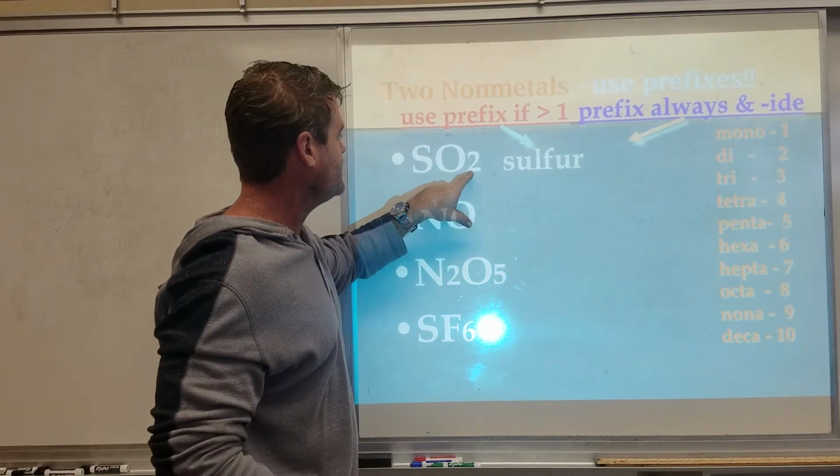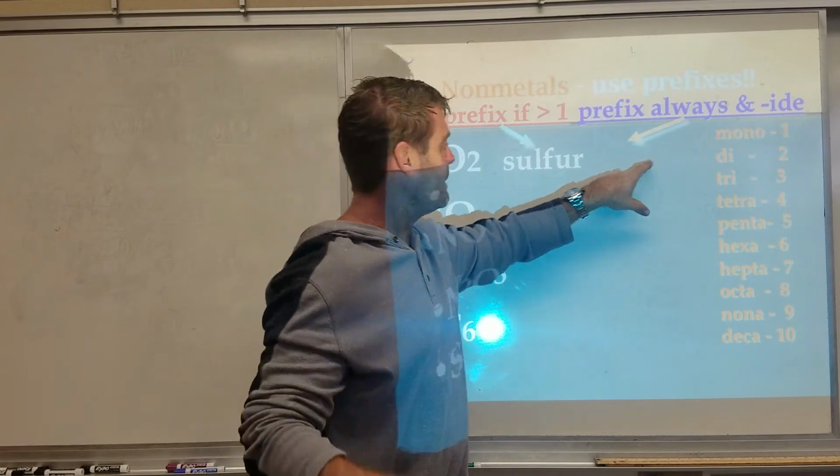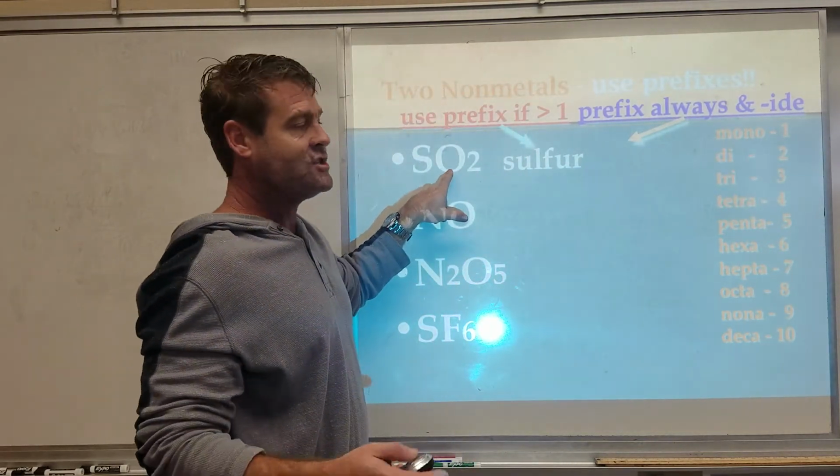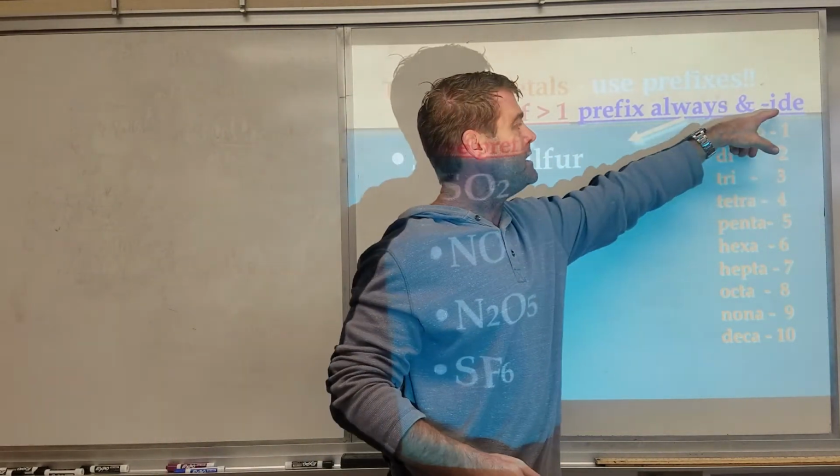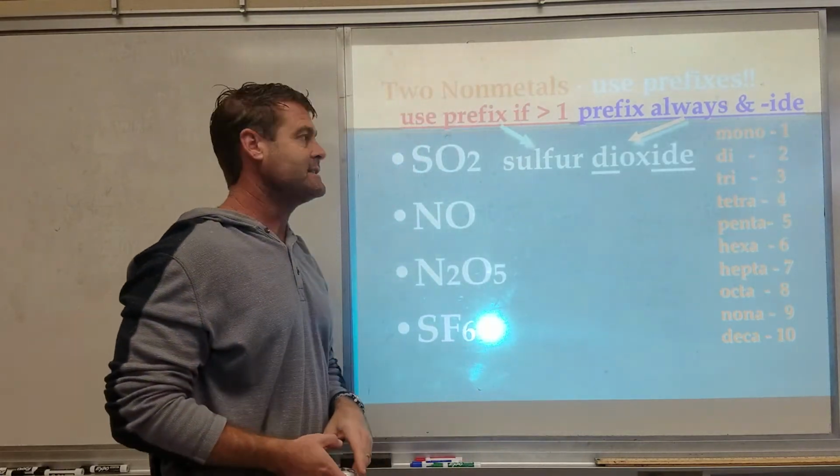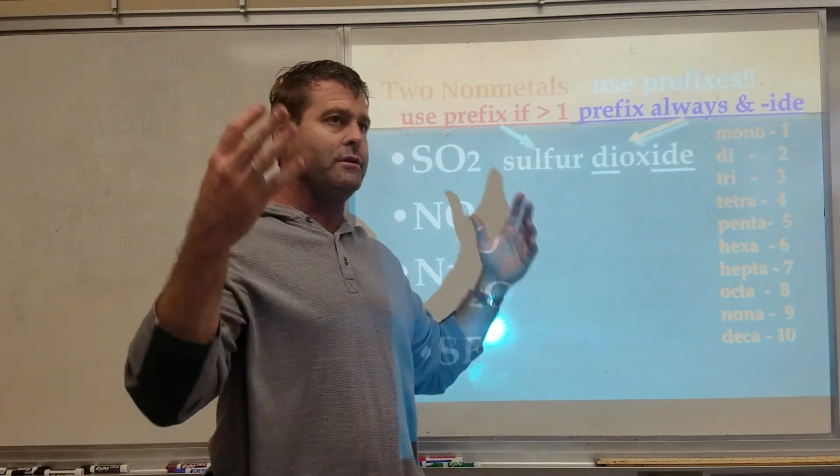Notice, look, how many oxygens do I have? I have 2, so what's the prefix? I'm going to use di. It's oxygen, so I'm going to call it dioxide, but then you change the end to ide. It's going to be sulfur dioxide. You guys, this is the gas that's often produced in industry.